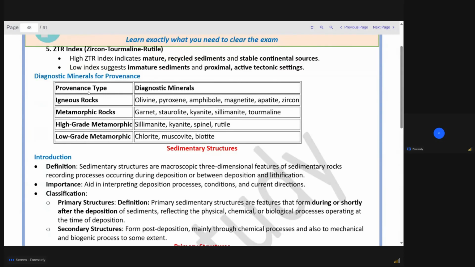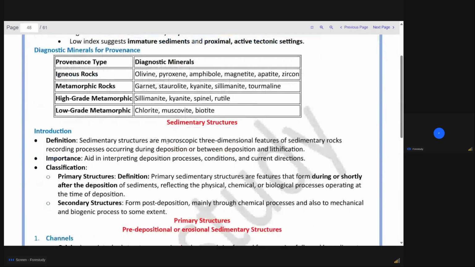So here's the definition. Sedimentary structures are macroscopic. Remember, it's macroscopic, three-dimensional features of sedimentary rocks, recording processes occurring during the deposition or between deposition and lithification. So it sometimes gives us the entire history of rock deposition if we can study all the sedimentary structures that are found in an outcrop. And the importance: they aid in interpreting depositional process, conditions, and current directions.